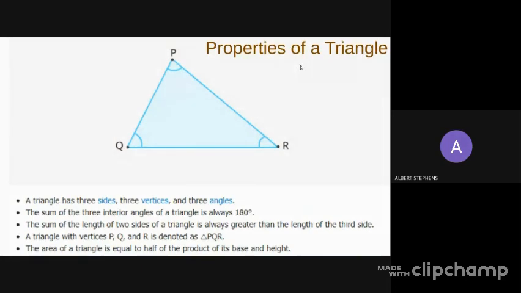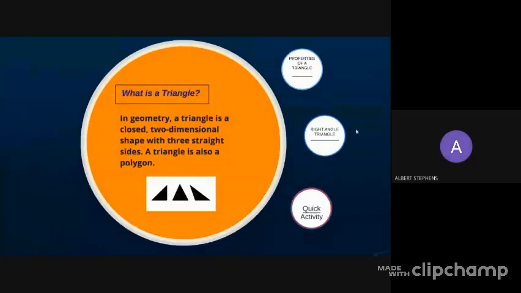Basic properties of a triangle. A triangle has three sides, three vertices, and three angles. The sum of the interior angles of a triangle always measure 180. And listen carefully. The sum of the length of two sides of a triangle is always more than or greater than the length of the third side. When denoting triangles, if you have vertices PQR, you write it as triangle PQR. And the area of a triangle is equal to half the product of its base times its perpendicular height.